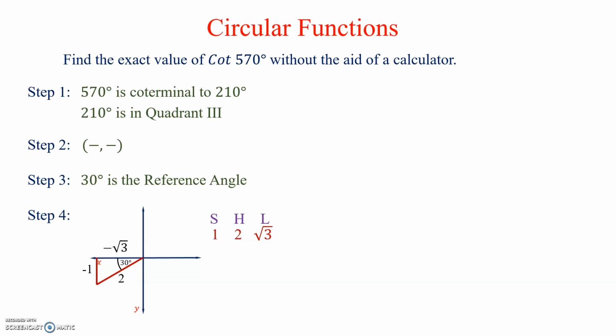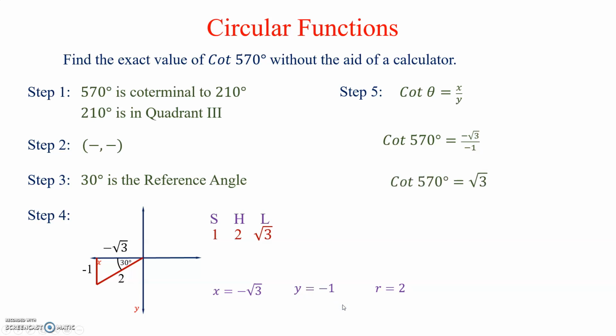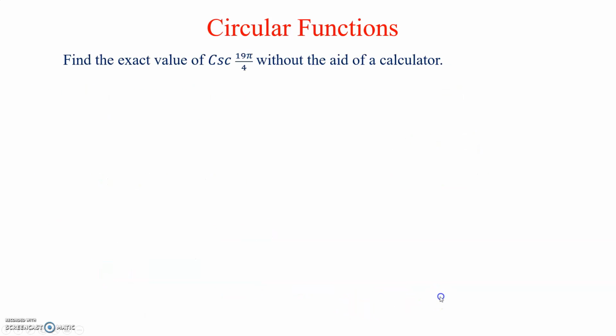Now, last step, apply the appropriate ratio. We're doing cotangent. So we know x is negative radical 3, y is negative 1, and 2 is r. Step 5, cotangent is x over y. Substitute the values and then simplify. Cotangent 570 is radical 3. Got, I think, 2 more examples.